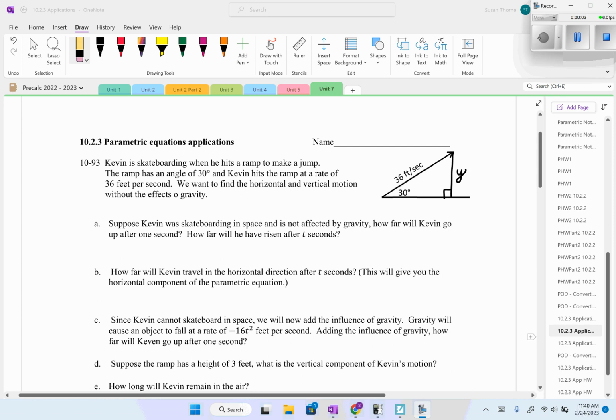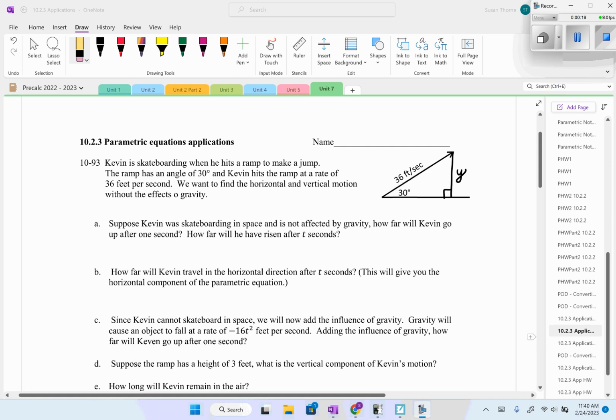Today we're going to talk about parametric equation applications. Kevin is skateboarding when he hits a ramp to make a jump. The ramp has an angle of 30 degrees and Kevin hits the ramp at a rate of 36 feet per second. We want to find the horizontal and vertical motion without the effects of gravity.